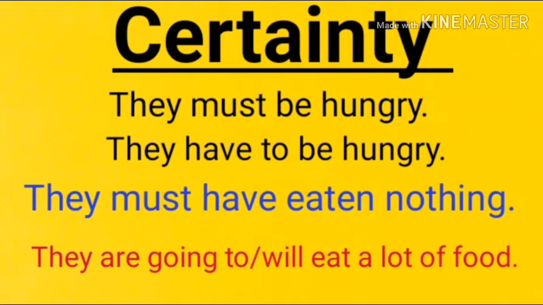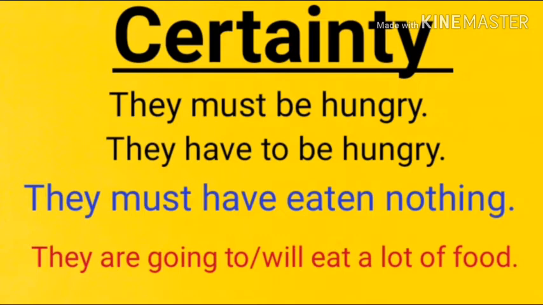They must be hungry. I am sure that they are hungry, so we will say using must, they must be hungry. Or we can say they have to be hungry. Both these sentences mean the same for present situation. Or they must be eating food, or they have to be eating food. These two sentences mean the same, no difference. Okay, in present they are being used in present.